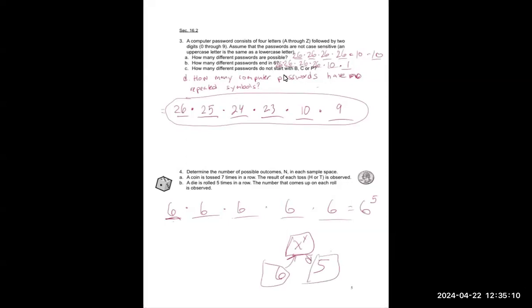Anyways, let me do it on mine. I get 7,776. So that's a lot of different combinations. Like you could have rolled a one, then a six, then a three, then a four, or you could have rolled a three, then a one, then a two. There's a lot of different possible outcomes when you roll a die five times.